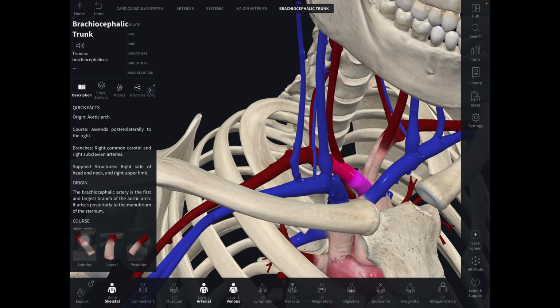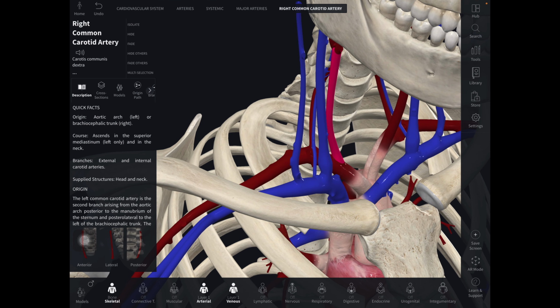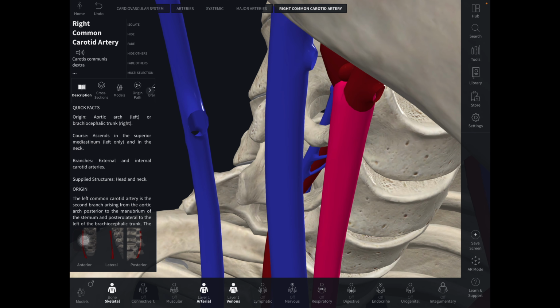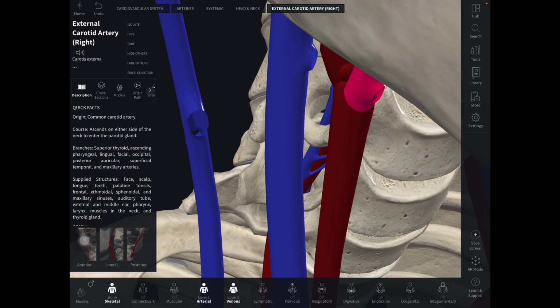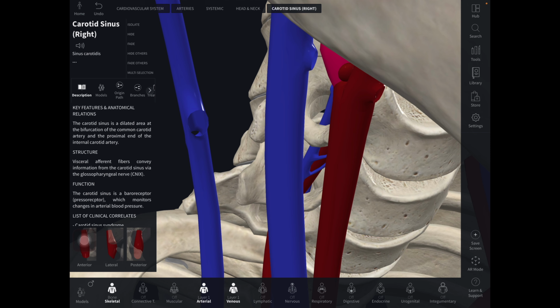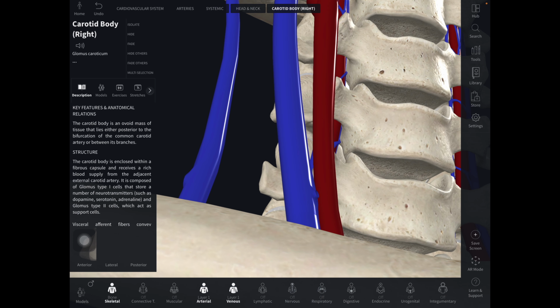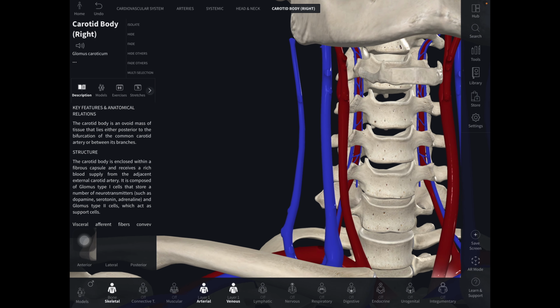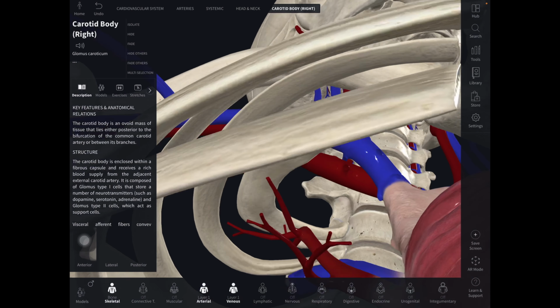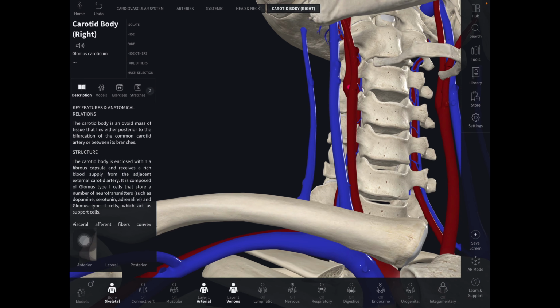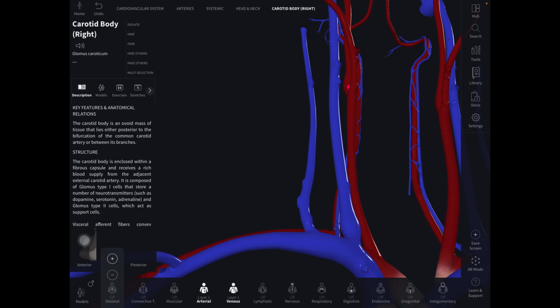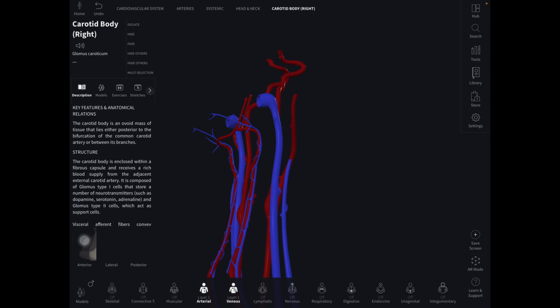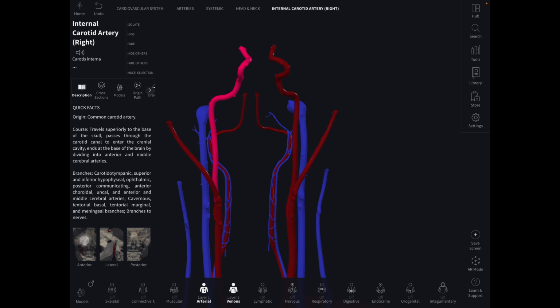This is going to be the brachiocephalic trunk, and you can see here the right common carotid, which is going to branch into your internal and external carotid arteries, and this is the carotid sinus and the carotid bodies, which are going to be at that bifurcation. Internal is going to supply blood to the circle of Willis. If I were to take away the skeletal system, the carotid arteries come up and become the middle cerebral artery at the end of this branch.